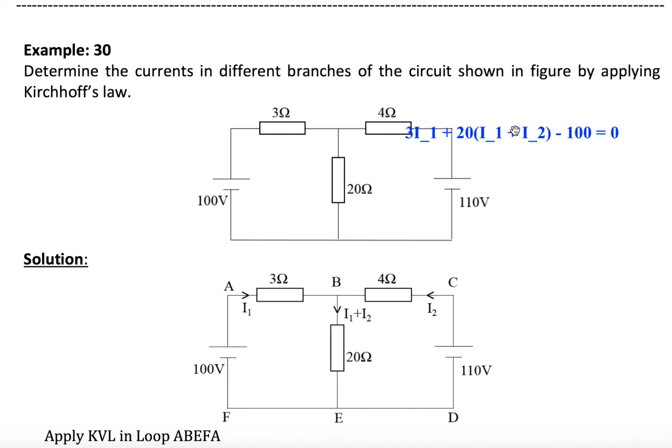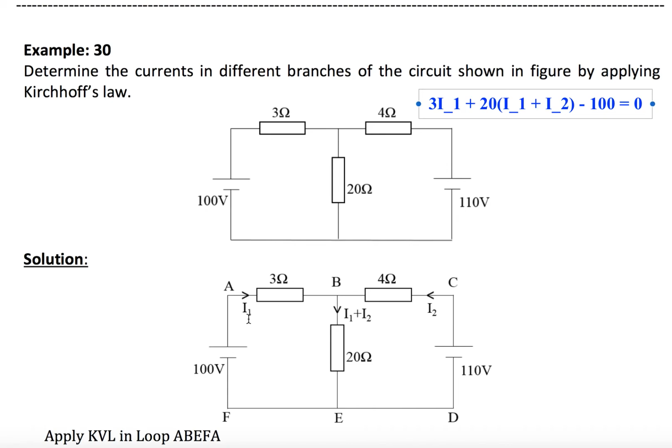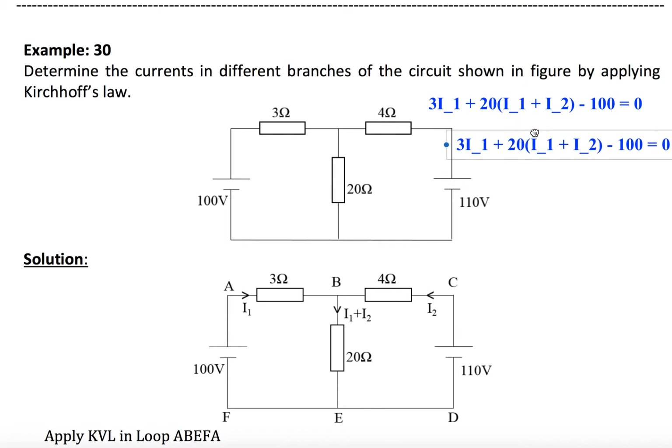It depends on which terminal you are encountering first. In the loop you encounter the negative terminal first, traversing like this. Since you encountered the negative terminal first, this is minus 100. If you encounter the positive terminal first, then this will be plus 100. Like that you have to take the sign for the batteries or the voltage sources. This equation can be simplified in the next step.